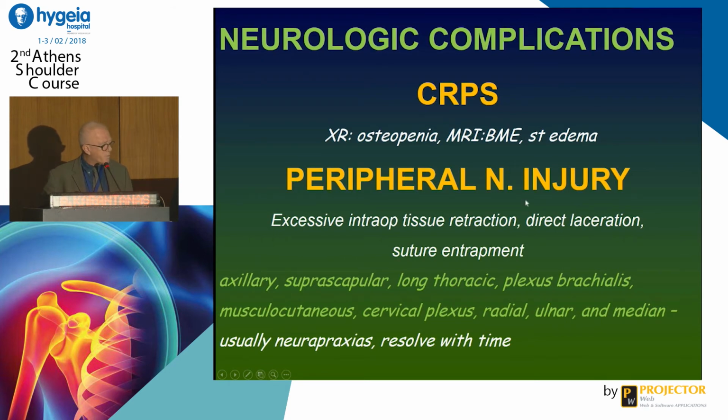We may also have peripheral nerve injury, usually from manipulations and very rarely by direct laceration or entrapment. Many nerves can be involved here, and usually they represent neuropraxias. That means injuries which resolve with time.